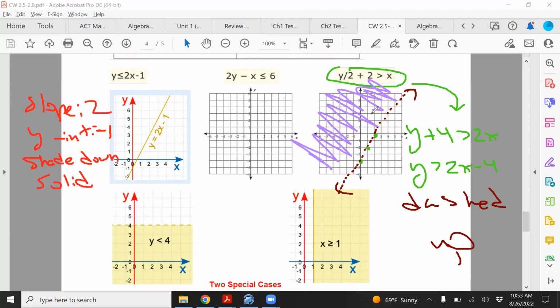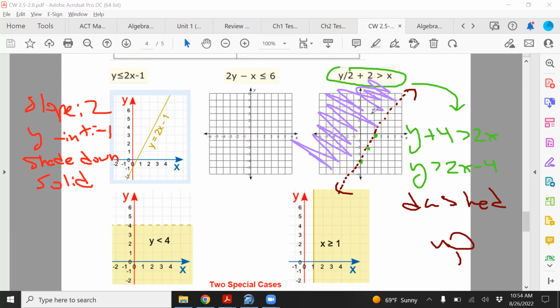This is a horizontal line. It's a horizontal line because it's y, right? Whenever you have y less than or greater than, it's going to be a horizontal line. This right here will be vertical. Now, if it's less, we're going down. And dashed here, it's going to be solid.